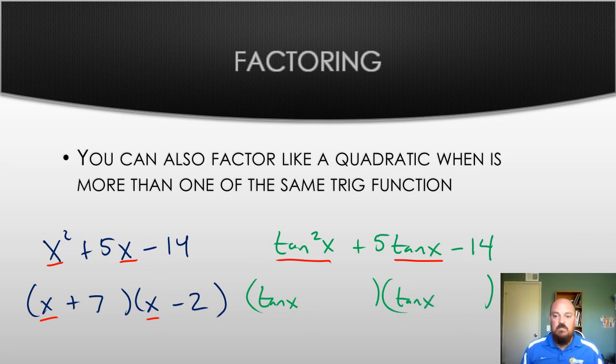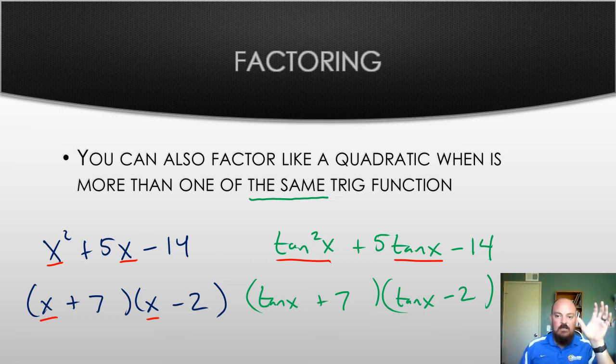And then you do the question the same way. You're looking for numbers that multiply to negative 14 and add to 5. So it would be a plus 7 and a minus 2. So you can see you can factor trig, and notice up here I said you have more than one of the same trig function. So you're going to have the same trig function, one of them just ordinary, one of them squared.